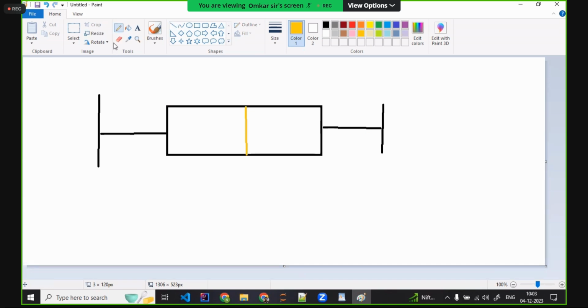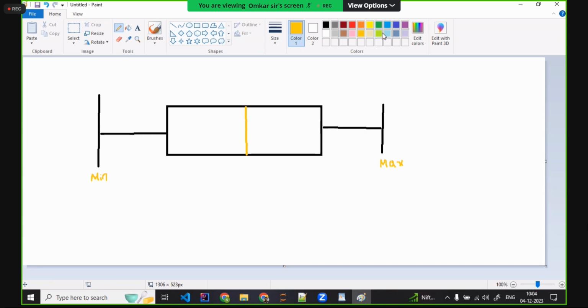Next, this point is always the minimum value. And this point is the maximum value. Your entire data lies between minimum and maximum.